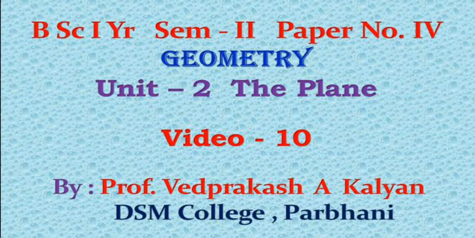Hello students, in the past few classes we have studied unit number one. Unit number one comprised two main chapters. The first chapter was coordinates, and the second chapter, which is actually the fifth chapter in the book, was transformation of coordinates.